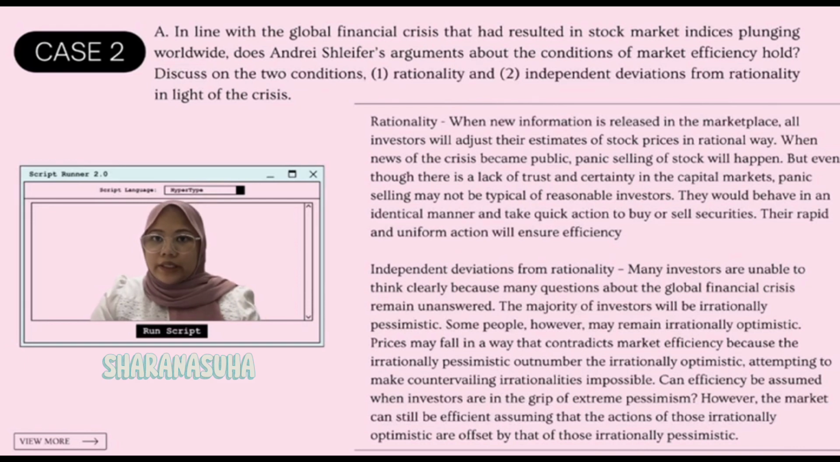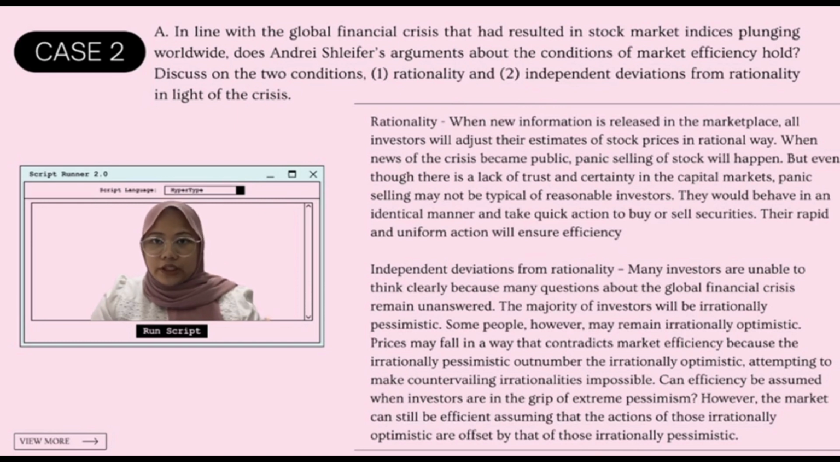And I will present case 2 question A. Rationality is when new information is released in the marketplace and all investors will adjust their estimate of stock prices in a rational way. When news of the crisis becomes public, panic selling of stock will happen. But even though there is a lack of trust and certainty in the capital market, panic selling may not be typical of reasonable investors. They would behave in an identical manner and take quick action to buy or sell securities.